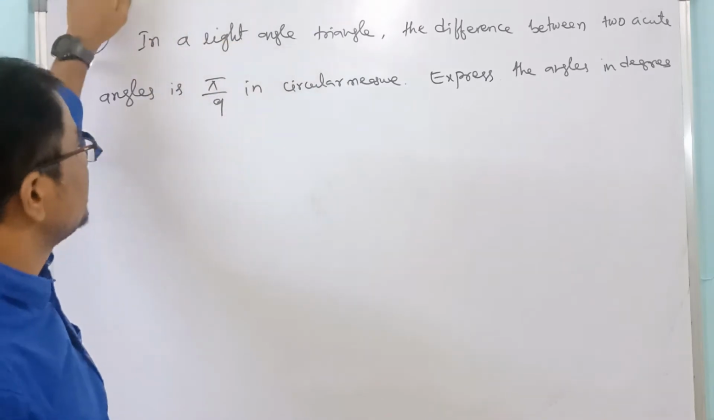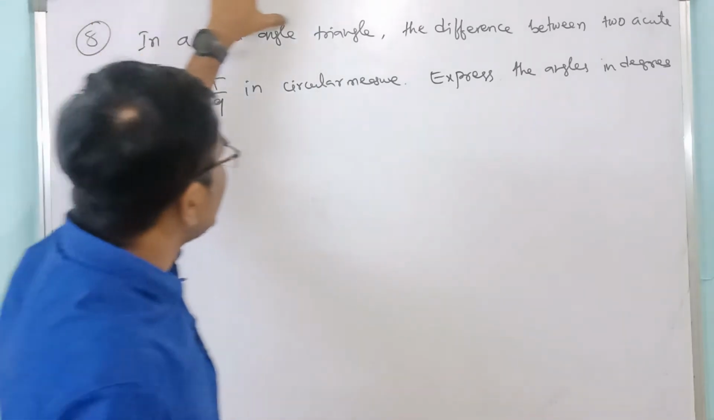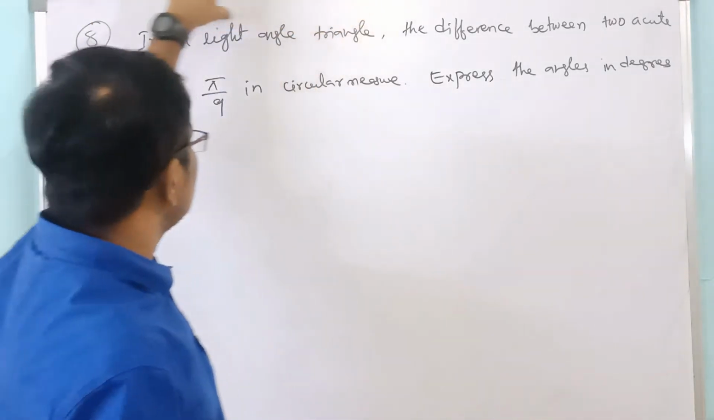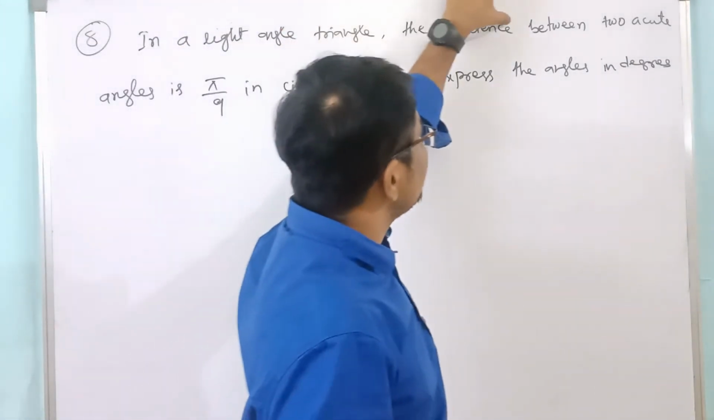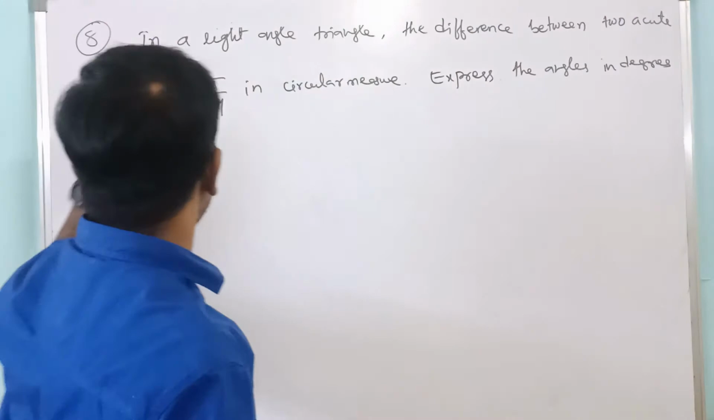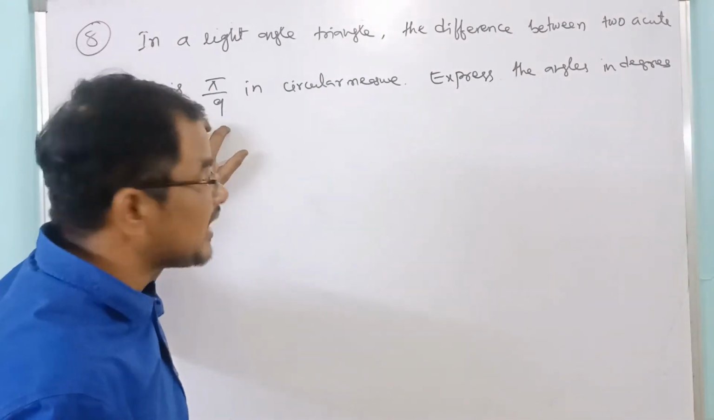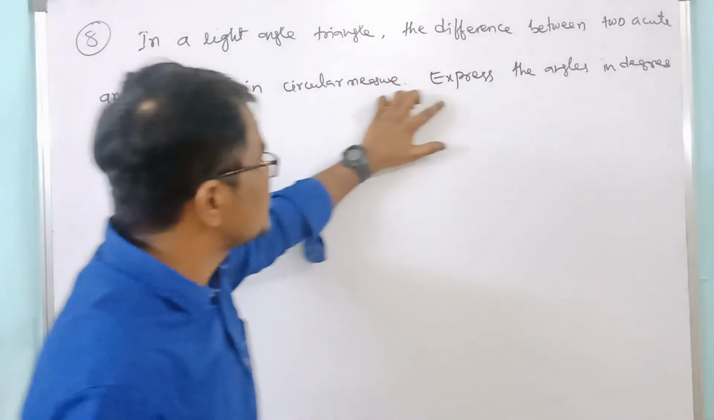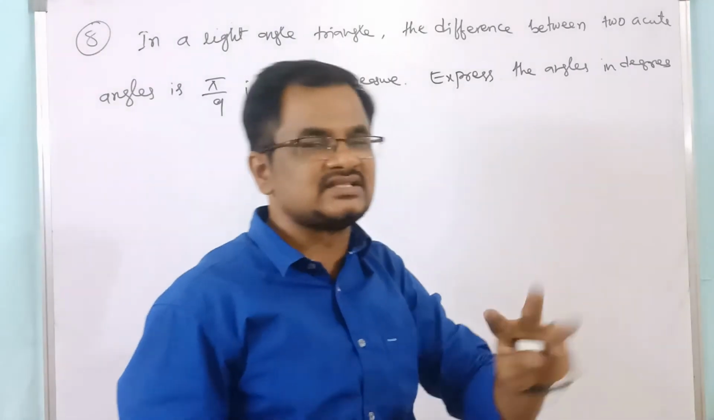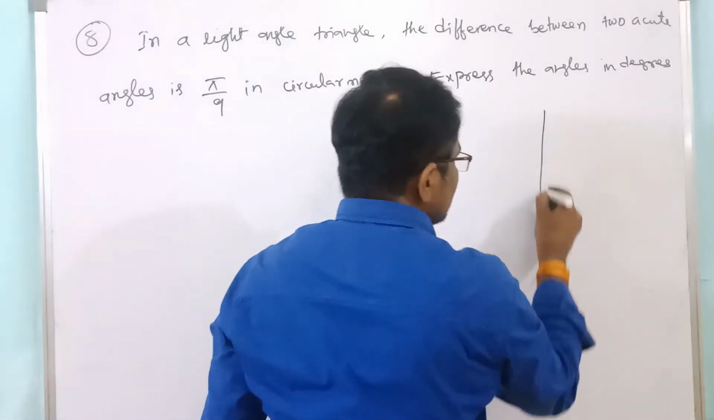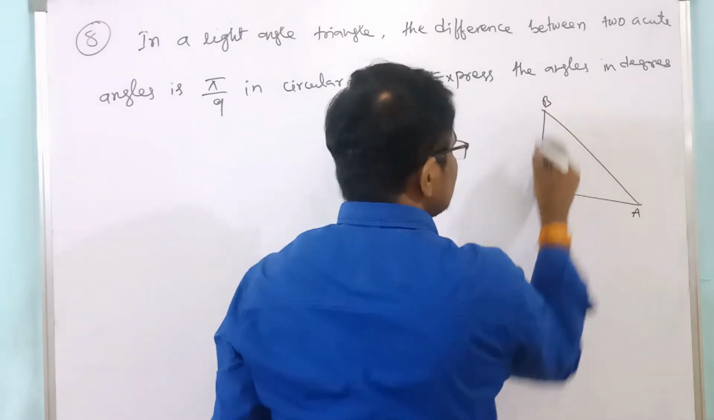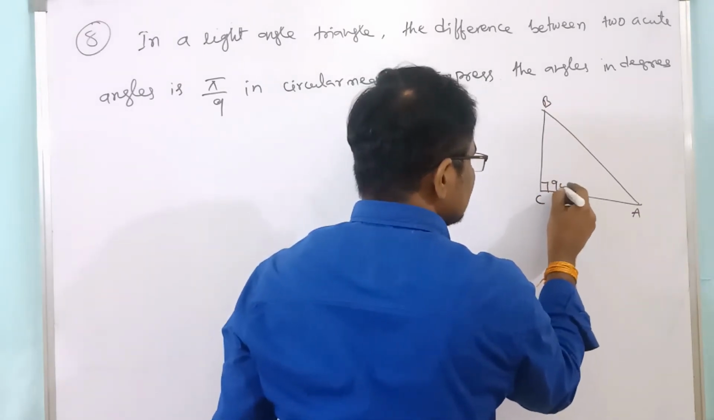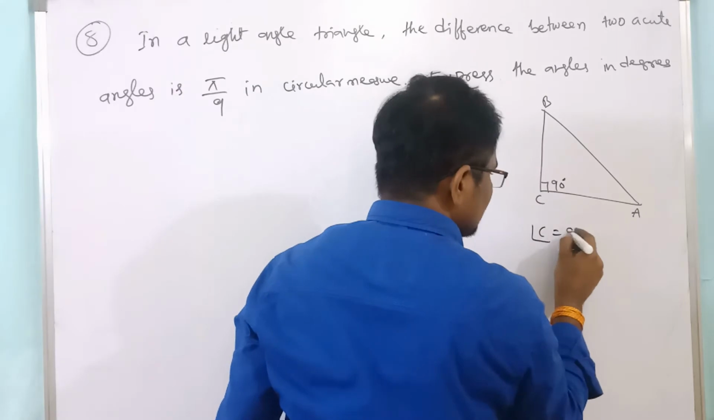See the eighth problem. In a right angle triangle, there is only one condition. In a right angle triangle, the difference between the two acute angles is pi by 9 in circular measure. Then express the angles in degrees. If you take this as A, this as B, this as C, here 90 degrees, angle C equals 90 degrees.